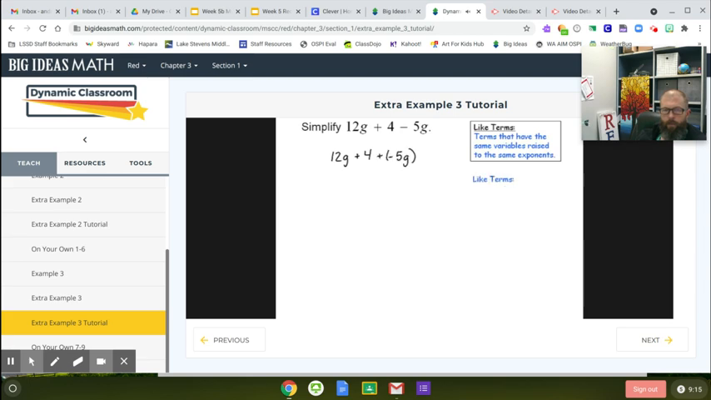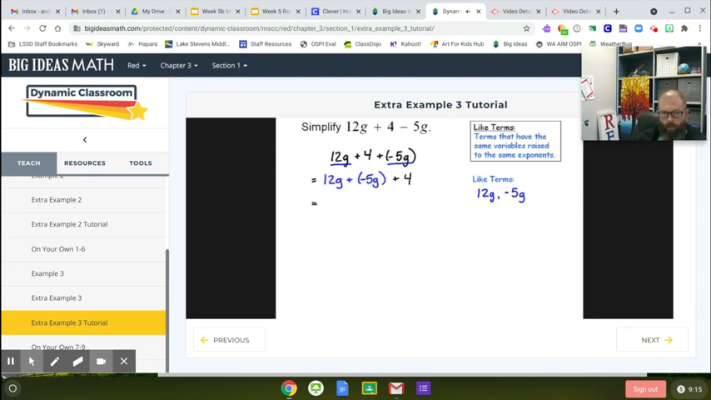Now we are ready to identify the like terms. Notice that 12g and negative 5g both have the variable g raised to the first power. 12g and negative 5g are like terms. Use the commutative property of addition to group like terms together. 12g plus negative 5g plus 4.